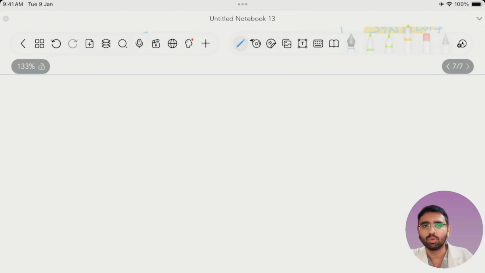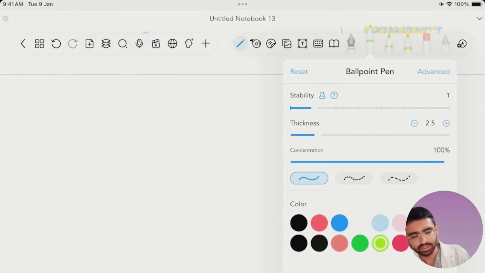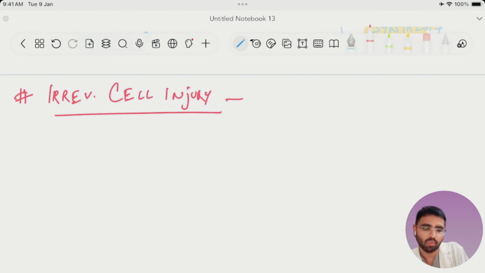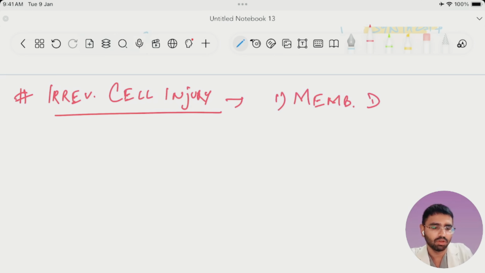Now let's come to another topic, irreversible cell injury. In irreversible cell injury, there are 2 defining points. First of all is membrane damage, and second is mitochondrial damage.